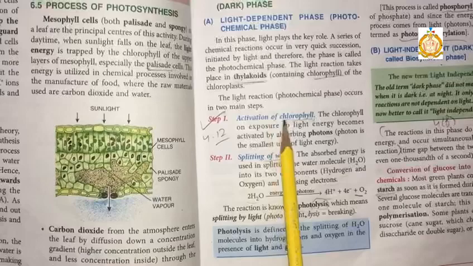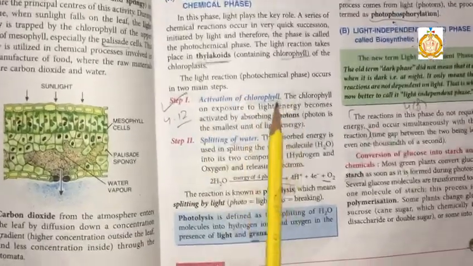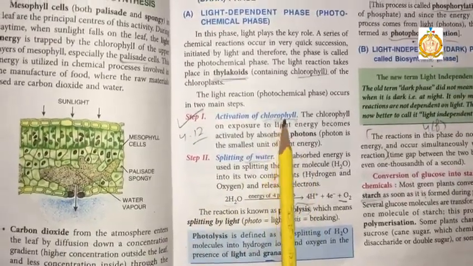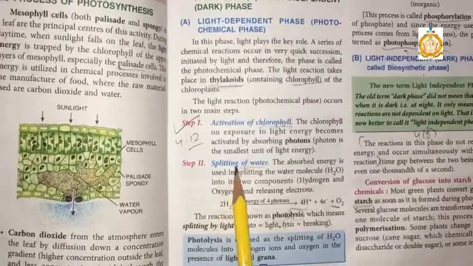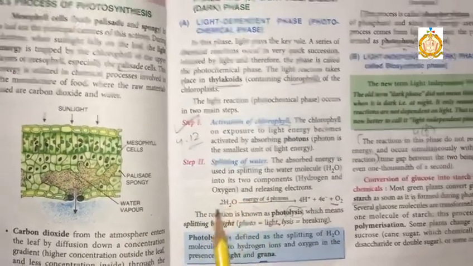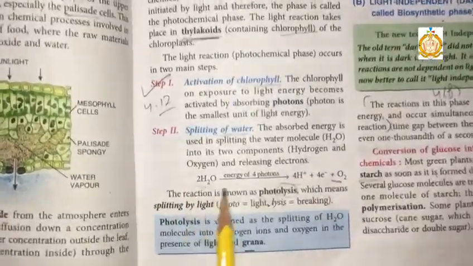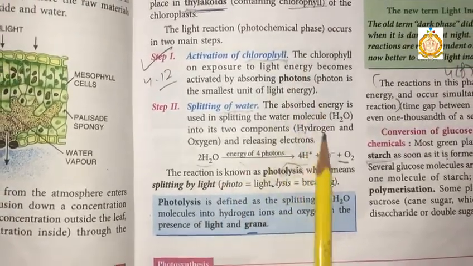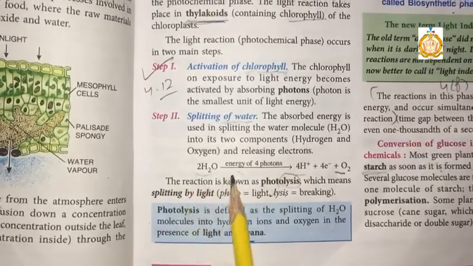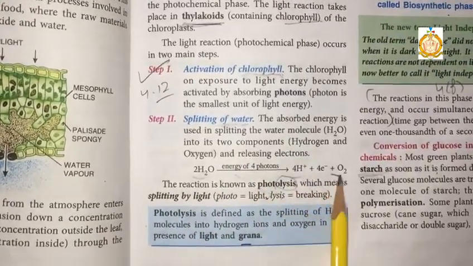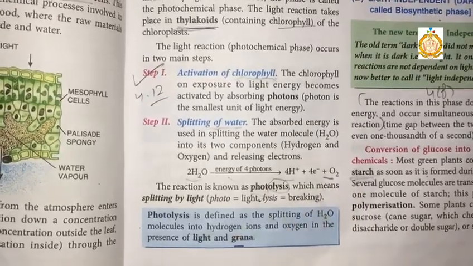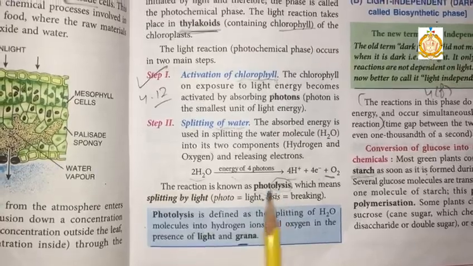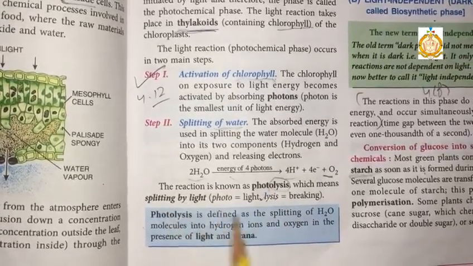First step is activation of chlorophyll. When the leaves are trapping the sunlight, it is activating the chlorophyll pigment for the reaction. Second thing is the splitting of water. The water molecules are breaking down into other molecules and ions. When the energy is trapped by the leaves, the water molecule is converting into H positive ions, and the oxygen molecule is released in this reaction, and that is known as the photolysis process, as well as splitting by light.